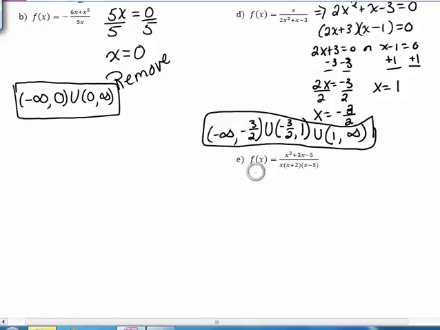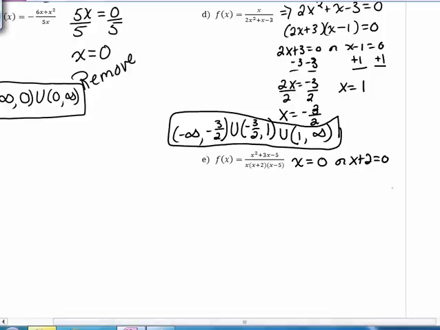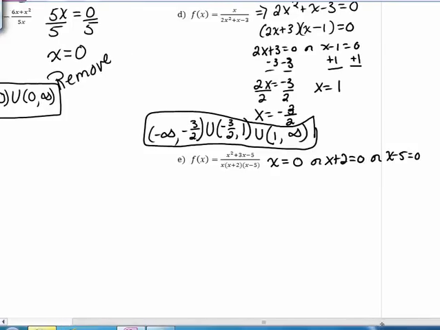In our last example here, f of x is equal to x squared plus 3x minus 5 over x times x plus 2 times x minus 5. So this time they have the denominator factored for us already, so that's nice. So we know that either x has to be equal to 0, or x plus 2 is equal to 0, or x minus 5 equals 0. Make sure you can see that.